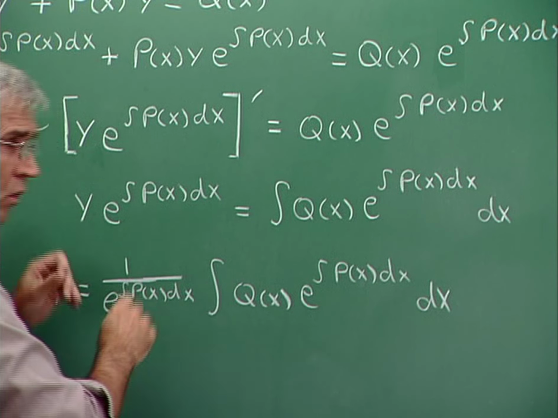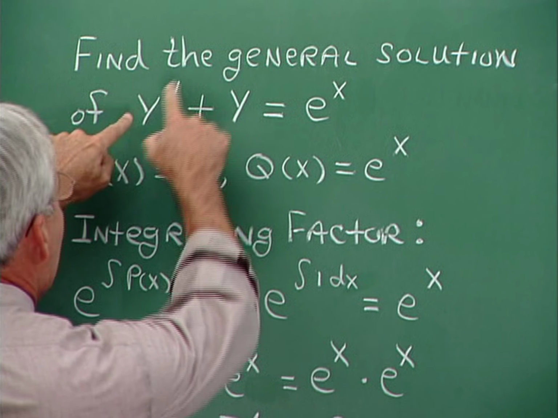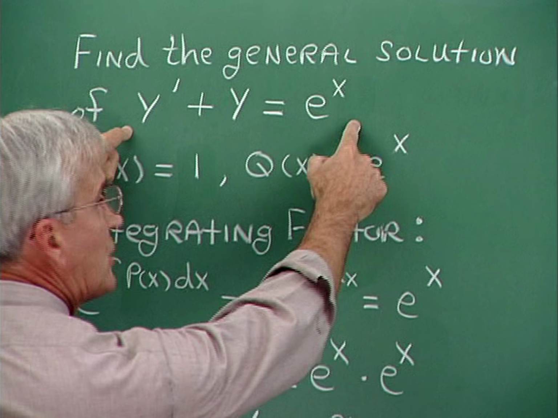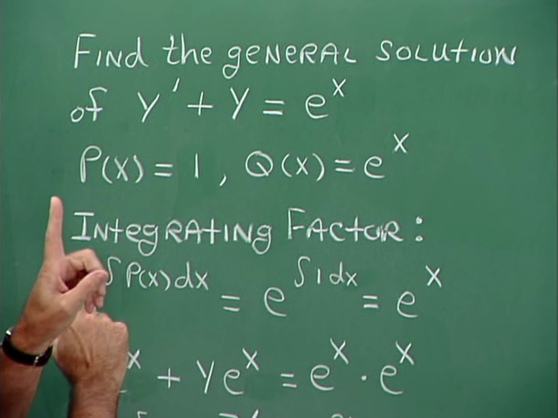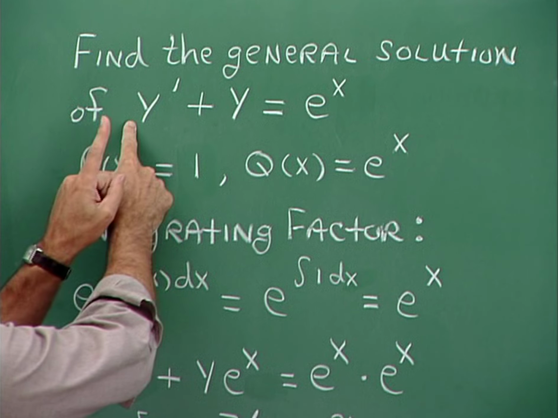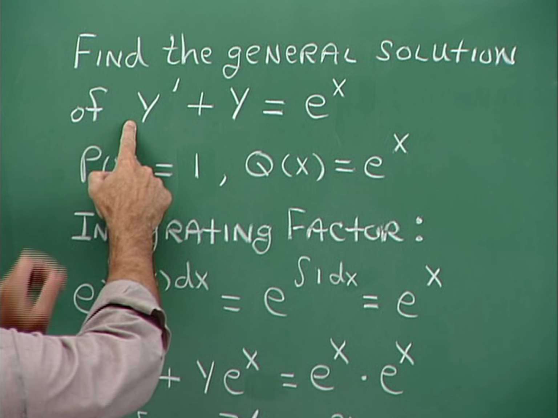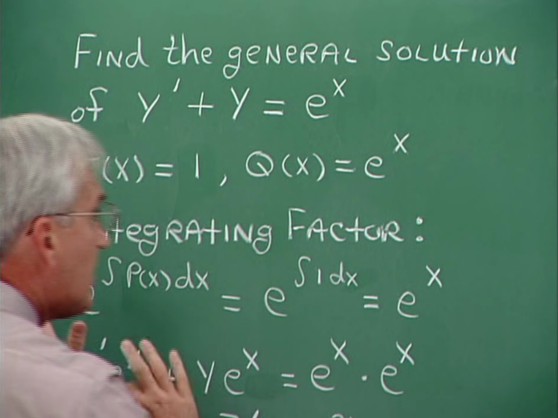Now, let's take a couple of examples. Suppose we want to find the general solution of this, and we identify it as a first-order linear differential equation because we have a y prime here, we have a y here, we have an expression on the right side. And now notice an important aspect of this is that our coefficient here is 1. If it's not 1, we have to make it 1 in order to put this into standard form. But it is 1, it is in standard form.